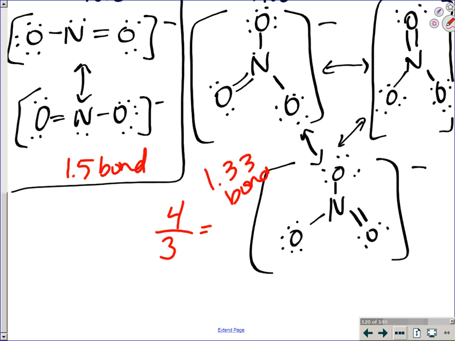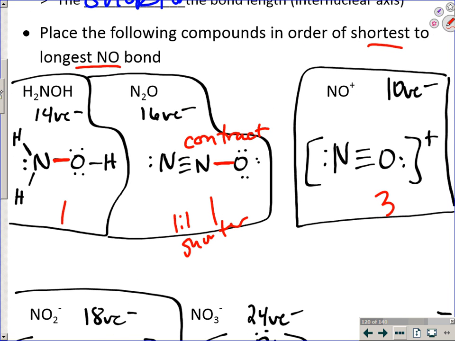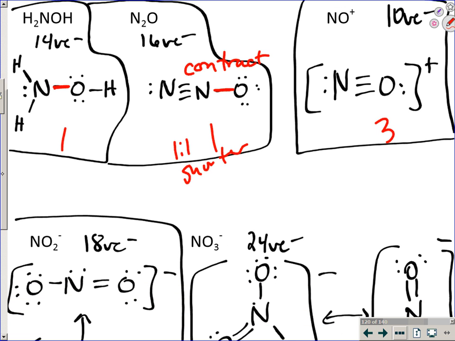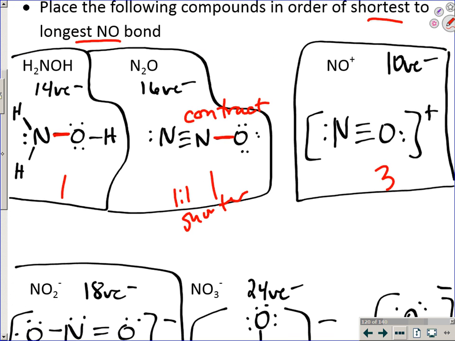All right, so now order these. Let's call them out as 1, 2, 3, 4, 5, so we don't have to say the formulas out. So who's longest? 3 is a triple bond, right? So it's the shortest, right? Okay, so who's the longest? 1, okay? So 1 is the longest.